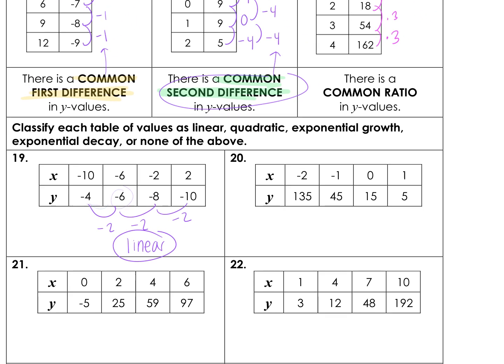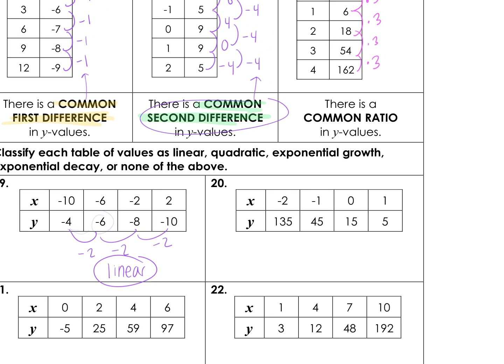The next one, 135 to 45 is down quite a bit. That's down a lot, like 90. From 45 to 15, it's not down the same. So it's not linear because it doesn't have a constant rate of change. To see if it's exponential, we can see if there's a common ratio. If you're dividing by something, that's the same as multiplying by the reciprocal. But if you want to see if it's exponential, you can take any y value divided by the y value before it.